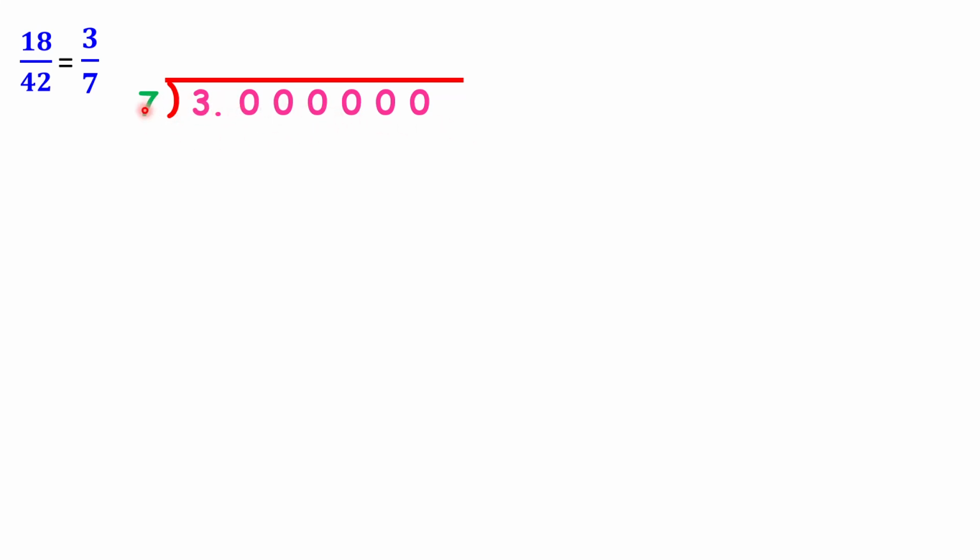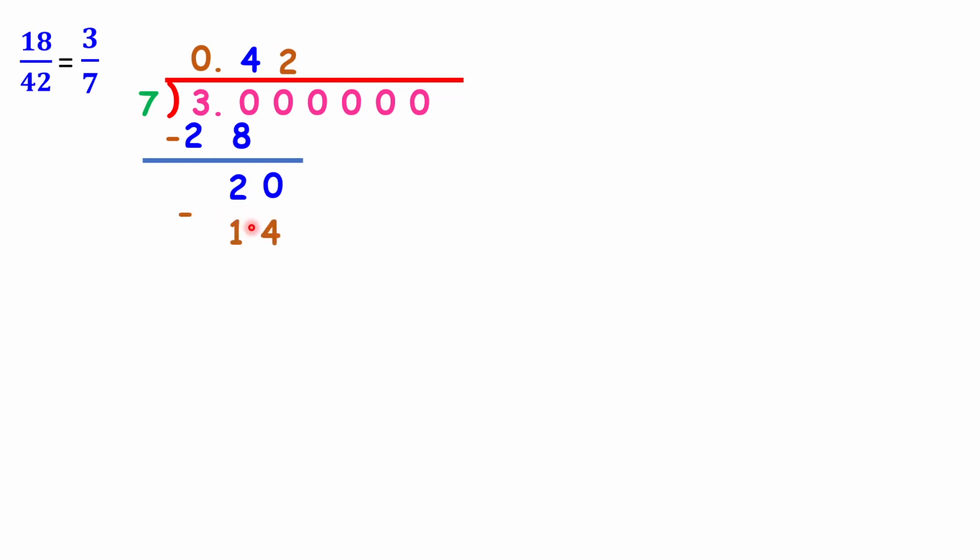So 3 is less than 7. Here is 0; we write 0 as it is. The number becomes 30. So in the 7's table, the number less than 30 is 7 fours are 28. So 30 minus 28, the answer is 2. We write here 0. The number becomes 20. Find the number less than 20 in the 7th table. So 7 twos are 14.